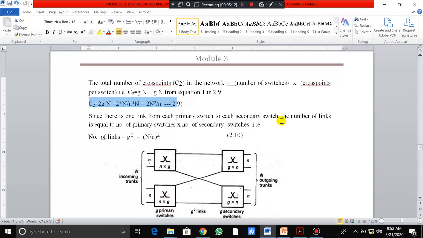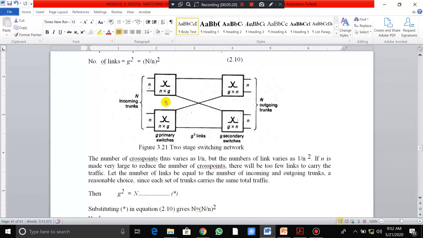So this is a block diagram of a 2-stage network. So here we can see N incoming trunks, and these are N outgoing trunks. So here we have a switch, a crossbar switch, this is n, this is n. So n cross g, we call these g primary switches. So we call this g square links. So this is g cross n, and these are N outgoing trunks.